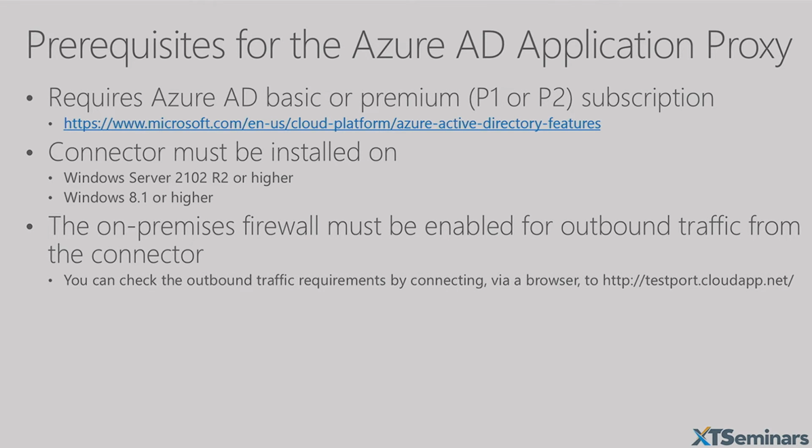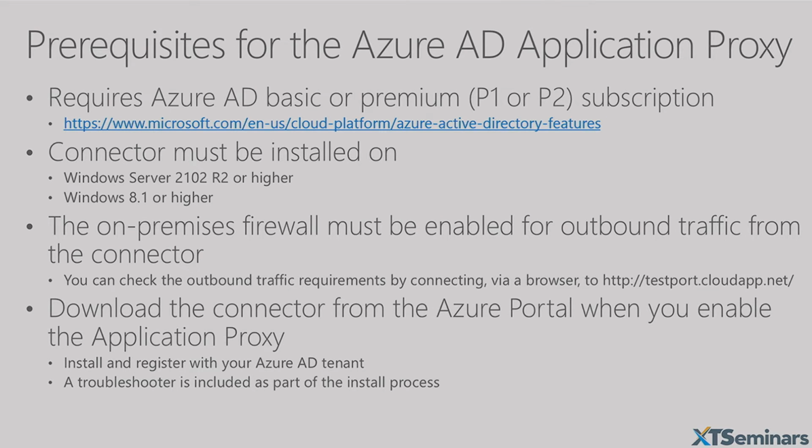And then you've got the on-premise firewall. You just need to enable outbound traffic. The connections are all done going outbound, so the initiation of the connection. We don't need to open any inbound ports to allow connections to take place. And there's a nice little website you can go to, which is testport.cloudapp.net. What that will do is check that you've got the appropriate outbound connectivity on all the appropriate ports.